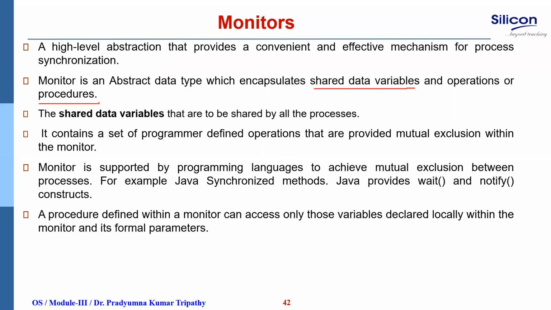Shared data variables that are to be shared by all the processes. It contains a set of programmer defined operations that are provided mutual exclusion within the monitor. What is mutual exclusion? Mutual exclusion means no two processes can have access to the same variable, same data at the same time. No more than one process can be in the critical section.